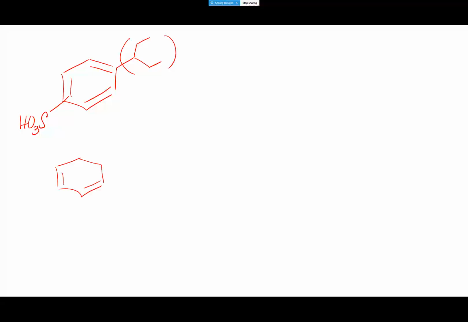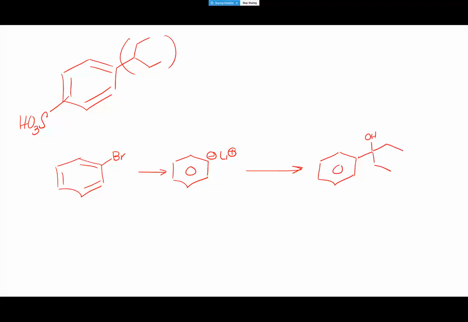Well, can I add the whole thing at once? How am I going to add a carbon group to a ring? Well, okay. Here's how we might want to do it. I might want to put a bromine on there and make an organolithium. And then I might want to add to that organolithium compound. What can I add to that to make that?